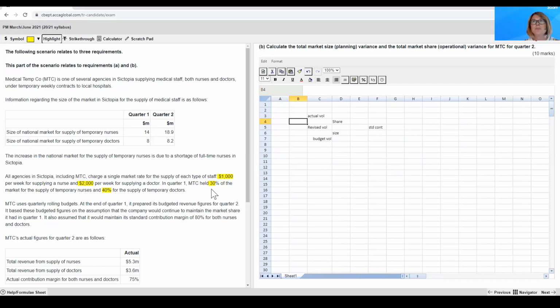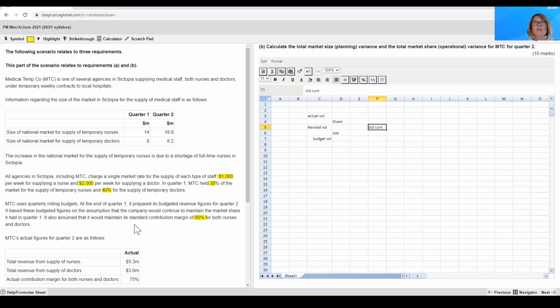For nurses, we're going to say that we've got 30% of the 14 as our original budget. And for doctors, we've got 40% of the 8 as our original budget. Now, just because it's moved, that is a planning variance, market size variance. And then we compare the actual to the rebased market size volume. So that's what they wanted us to do. They've then given us some information down here that there's a standard contribution margin for nurses and doctors of 80. So that's what we're going to use to find our standard contribution.